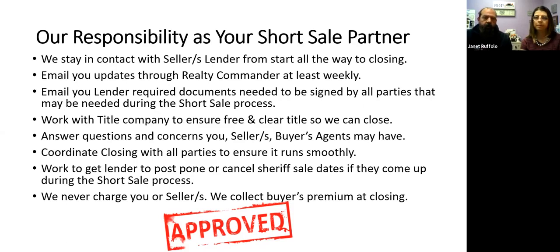We work with the lender on the sale, if there is one, to postpone or cancel the sale dates if they do come up during the process. We never charge the seller or sellers. We collect the fee at the time of closing from the buyer.